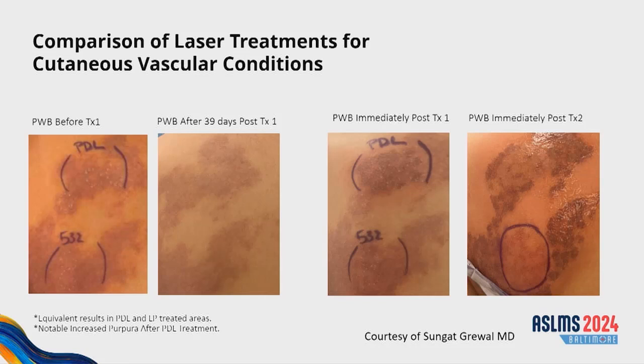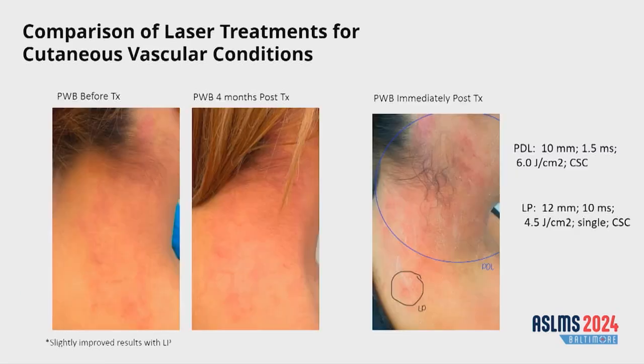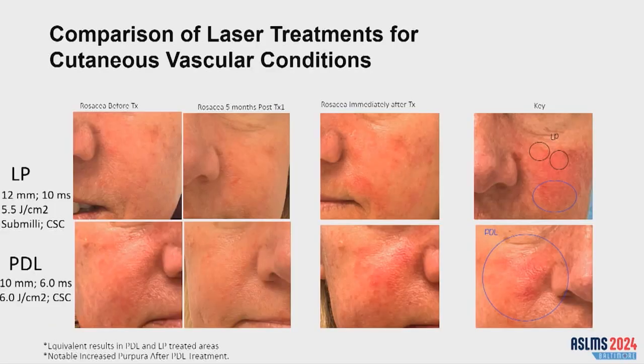Here we have a port wine birthmark. You can see there happened to be a little more purpura with these particular settings. This is courtesy of Dr. Graywall, who is also at the University of California, Irvine, but roughly equivalent clearance. Here's a port wine birthmark patient that I did. You'll note that with the 532, which is the LP there, the long pulse 532, I used a 10 millisecond pulse duration, so it's not surprising, but I had a little less purpura with that, but equivalent clearance, so I think both can achieve a nice result.